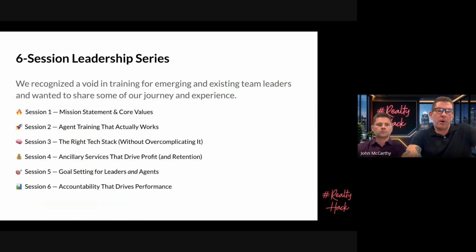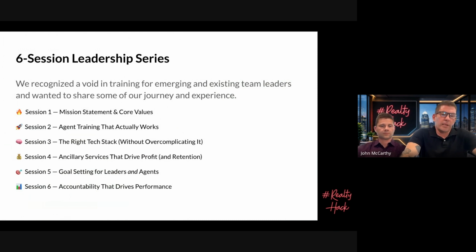So this will be a 6-part series. Session 1 is mission statement and core values. Number 2 is agent training that actually works. We'll go over how to set up a training system for agents and how to implement that. Number 3 will be the right tech stack without overcomplicating it. I have paid for pretty much everyone, and I've generated my own technology, and we'll go through the pros and cons of both, and what you can do easily and what you can do if you have a bigger budget.